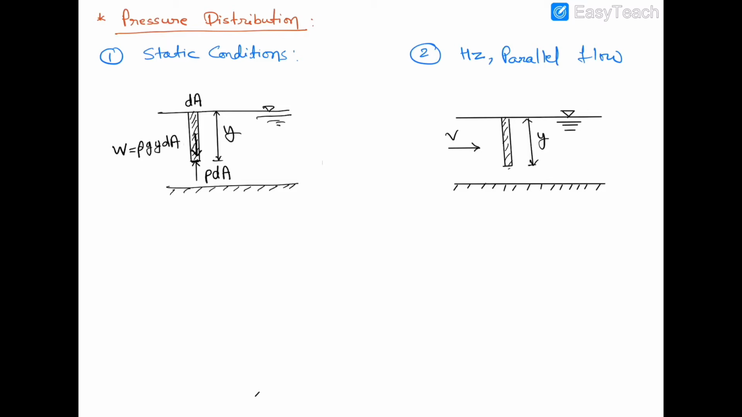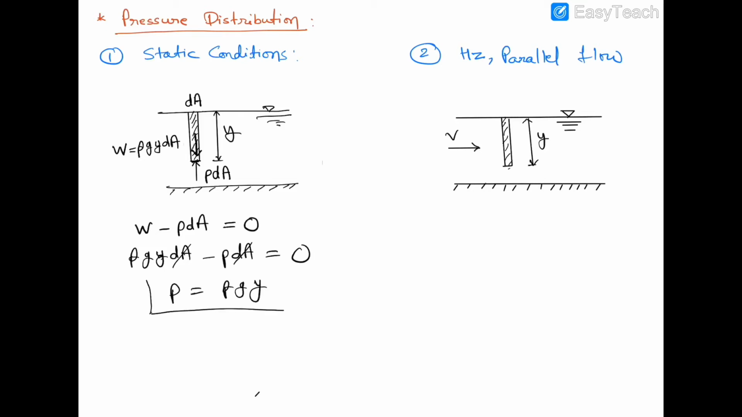Now resolve forces in vertical direction. W minus p dA is equal to 0. Why? Because there is no movement in vertical direction and the fluid is in stationary condition. Clear? So the resultant of the force in vertical direction will be 0. Rho g y dA minus p dA is equal to 0. dA will be cancelled and p is equal to rho g y. Okay, so this is the expression of pressure distribution, pressure intensity at the bottom of the liquid column.